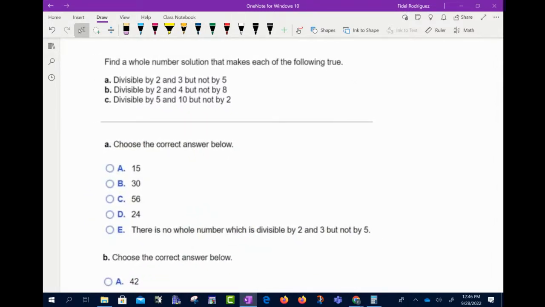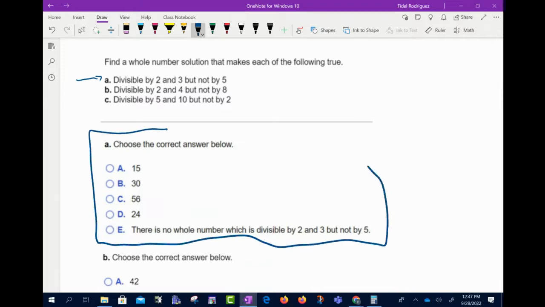So for the next part that I have here, y'all, it says find a whole number solution that makes each of the following true. So it says divisible by 2 and by 3, but not by 5. Here are my choices, y'all. These are my choices for part A. Is there a number that I can divide both by 2 and 3, but not by 5?